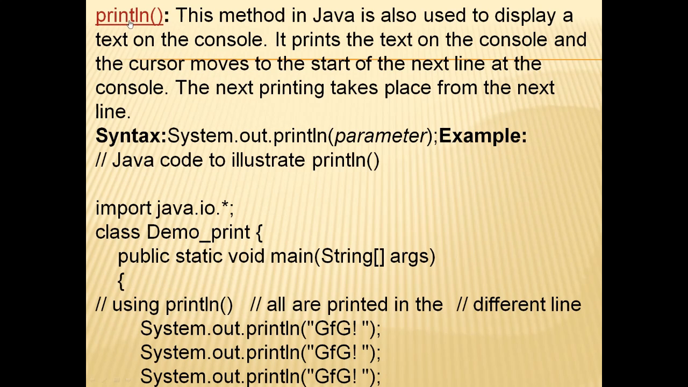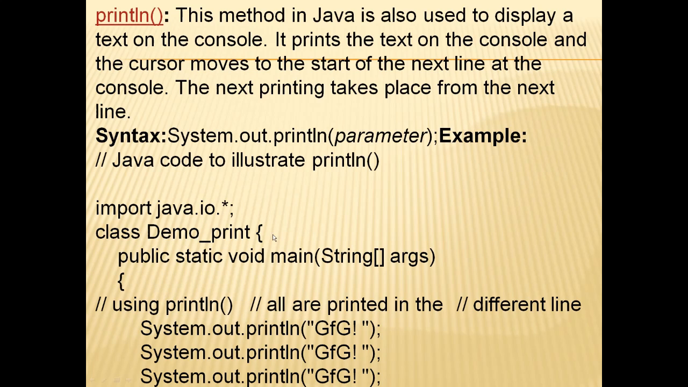Now println. If we are writing println in place of print, this method in Java is also used to display a text on the console. It prints the text on the console and the cursor moves to the start of the next line. It means ln means next line. At the console, the next printing takes place from the next line. In the same way, System.out.println, here we will write the parameter, and this is the example Java code to illustrate println. In the first example we used print, but in this example we are using println.